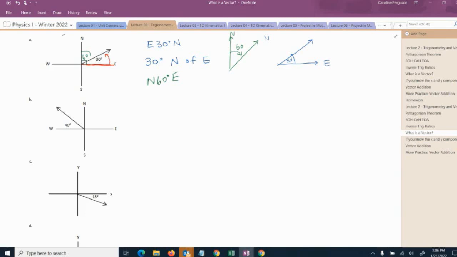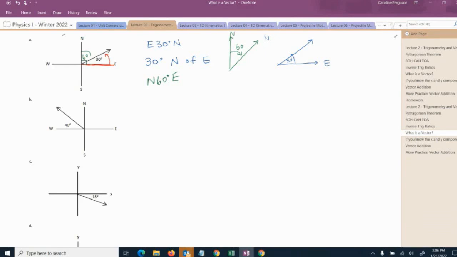Is north 60 degrees west the same as west 40 degrees north? 60 plus 40 is 100, so it should be adding to 90, not 100. So north 60 west is the same as west 30 north. Got it? Are we good?